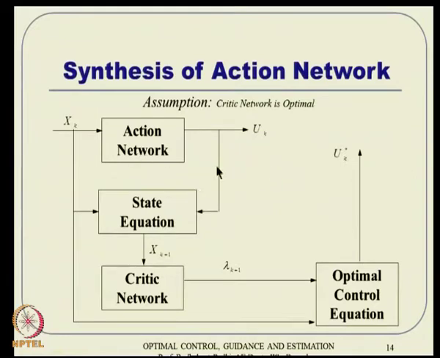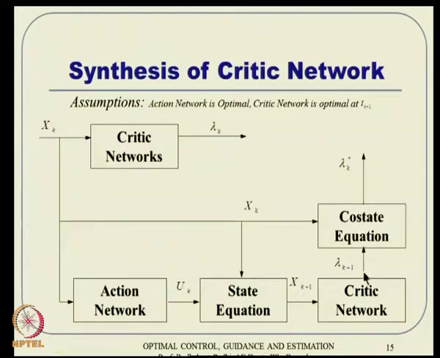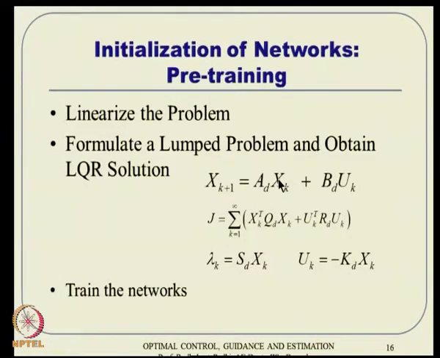If I train the action network assuming the critic network is optimal, and vice versa, also remember that along the way we are using the state equation, the optimal control equation as well as the co-state equation. So, all three equations are getting used, and hence after mutually consistent training, we will get the optimal control. How do you initialize the network? As I told you, that is also important.